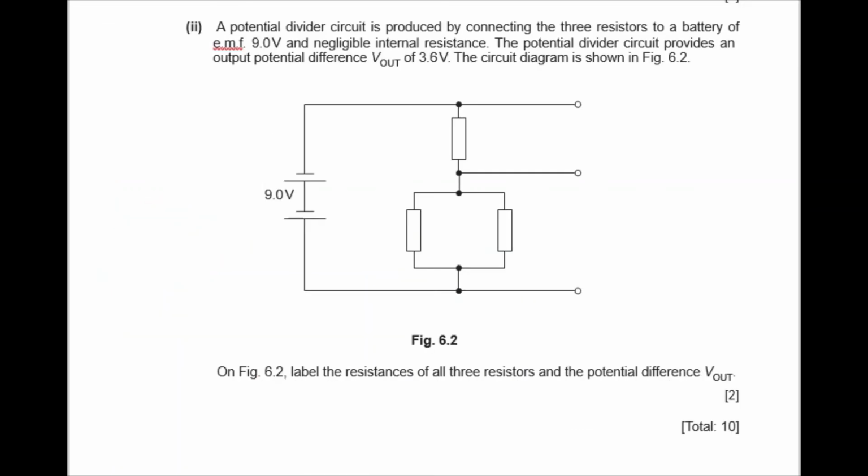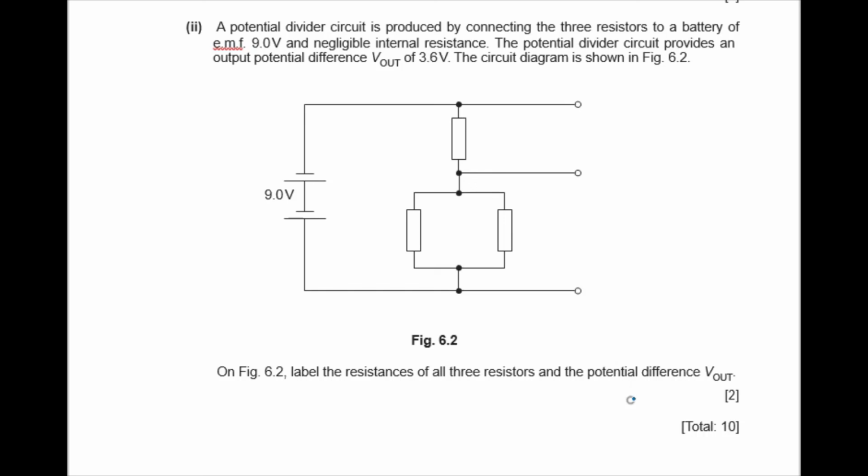Next, a potential divider circuit is produced by connecting the 3 resistors to a battery of EMF 9 volt and negligible internal resistance. The potential divider circuit provides an output potential difference V output of 3.6 volt. The circuit diagram is shown in figure 6.2. On figure 6.2, label the resistance for all 3 resistors and the potential difference V output.